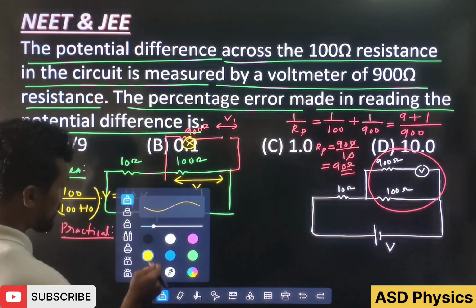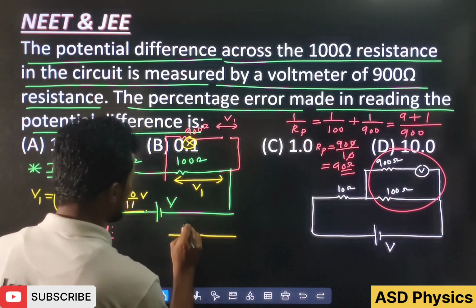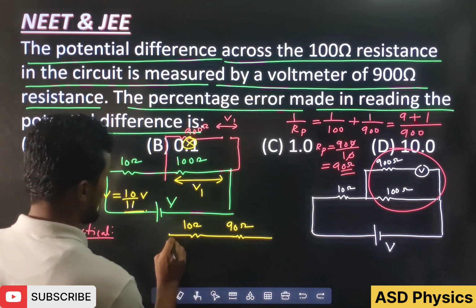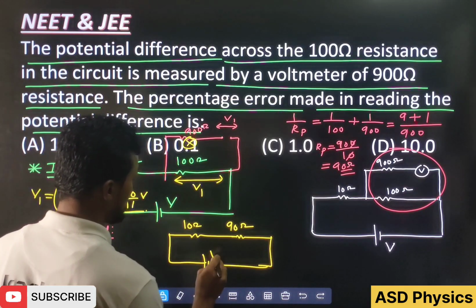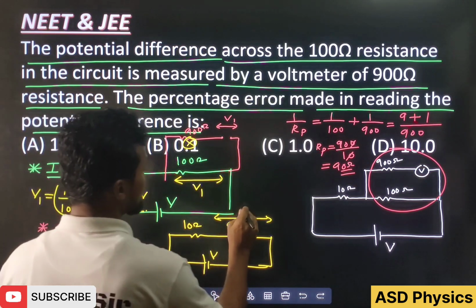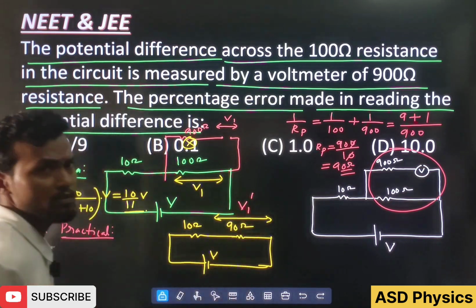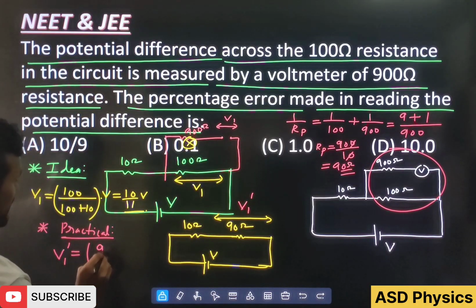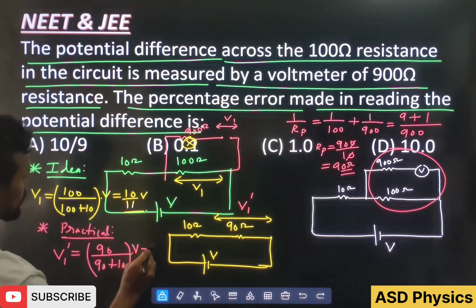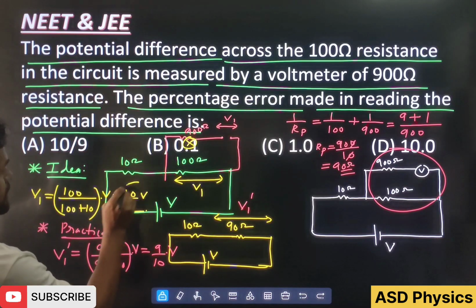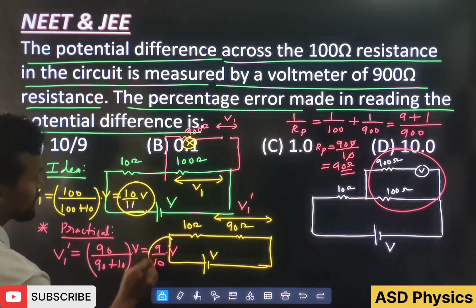Now if I draw the equivalent, this is 10 ohm, and this is replaced by 90 ohm, and here this is V. Now this reading we are going to calculate. Let's take this reading as V1 dash. What will V1 dash be? By voltage divider, V1 dash is 90 by 90 plus 10 into V, which becomes 9 by 10 V. Here ideal is 10 by 11 V, practical is 9 by 10 V.